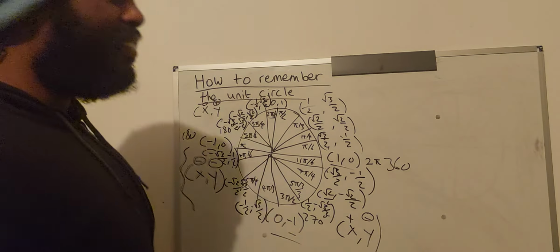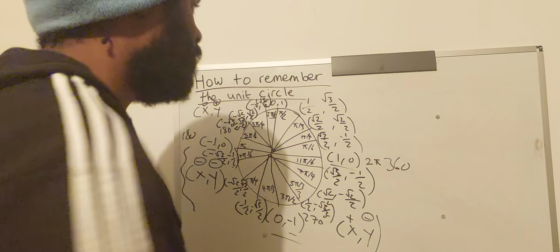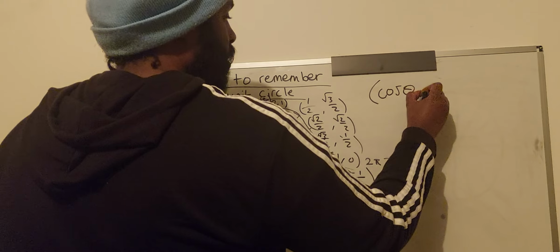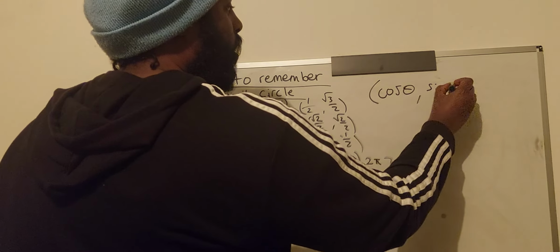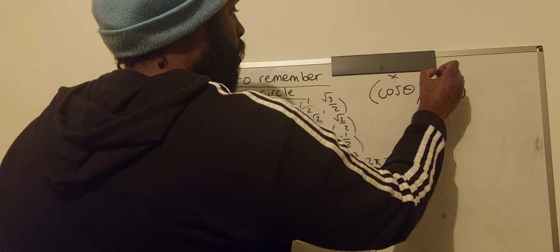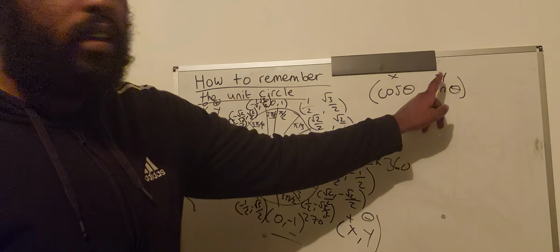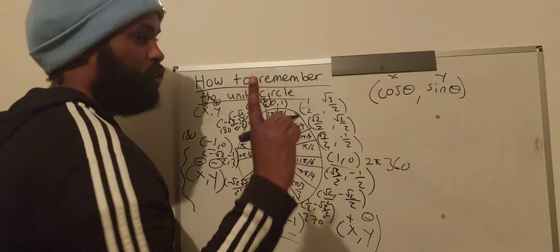Now, there's one step that I almost forgot for you guys. What you have to remember is that cos theta corresponds to the x coordinate. Sine theta corresponds to the y coordinate. This is how you're supposed to do it. Cos theta is x, sine theta is y. Now, there's one more step.